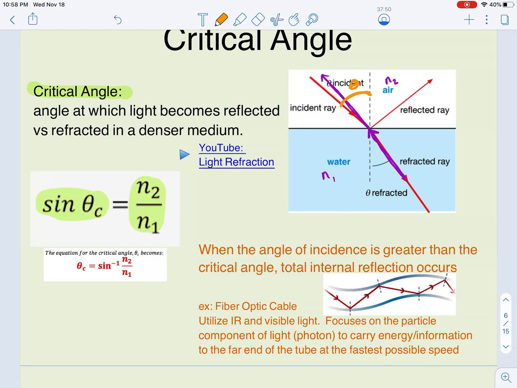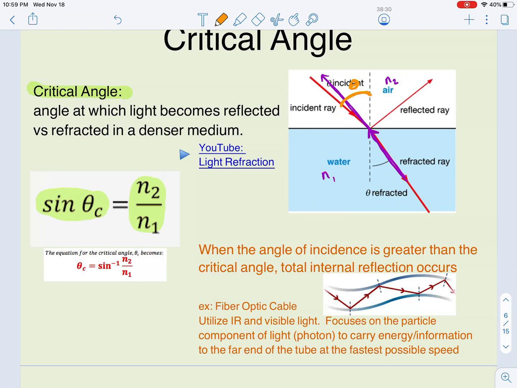All right, down here I have something special that takes place. If we can find that angle where the light, instead of refracting so that it passes out, is reflected, we can create something called total internal reflection. And so this is something that's used in things like fiber optic cables, where they are trying to get that signal to pass through the cable as fast as possible.